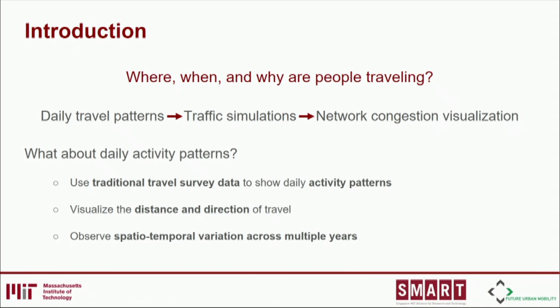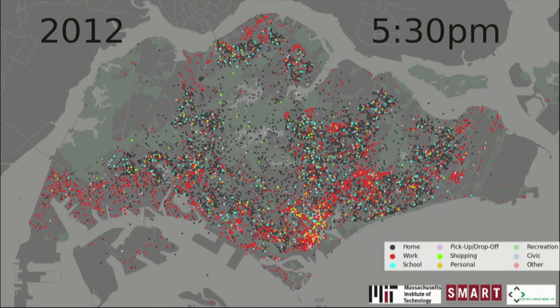We want to compare that to activity patterns, so where people actually want to go as opposed to where they're being stuck in traffic. So we use traditional travel survey data to show these daily activity patterns, and we visualize the straight line distance and direction of travel to observe the spatio-temporal variation across multiple years. So basically, we want to take something like this, which is a static image of people in Singapore. Every dot is a person, and every color is the activity that they're doing at that moment, or if they're traveling, the activity that they're traveling to. But we want to animate this in order to see the changes throughout time.